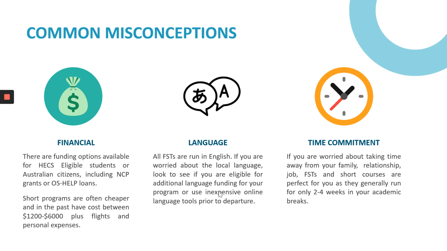There are so many common misconceptions around traveling overseas while you study. The first is financial. There are funding options available for HECS-eligible students or Australian citizens, including the NCP grants or OS Help loans. Short programs are often cheaper, and in the past, these programs have cost between $1,200 and $6,000 each, plus flights and personal expenses, depending on which program you choose.